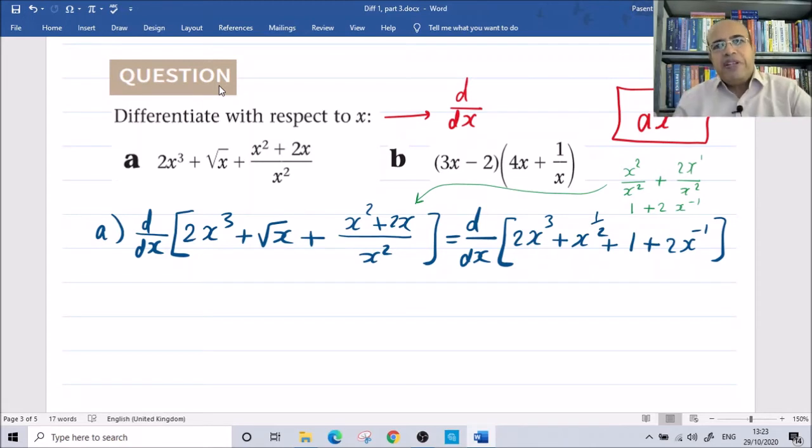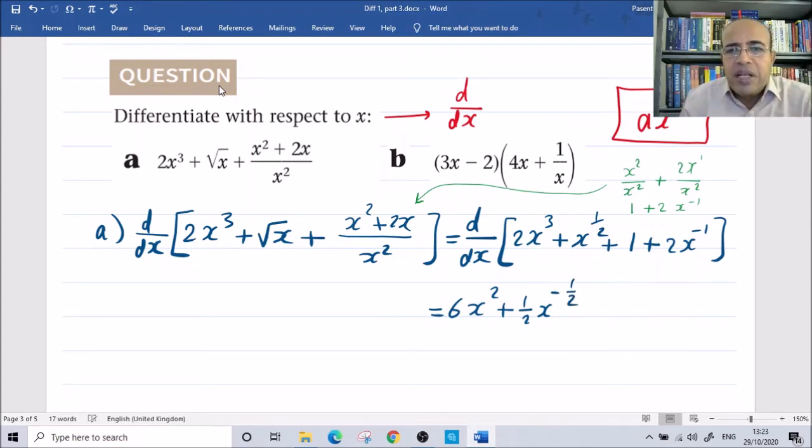Now we can simplify, we can differentiate. So the derivative of the first part, 3 times 2, it is 6x power 2. Derivative of x power half, half comes down and reduce 1 from the power. Half minus 1, negative half. Derivative of 1 is 0. Now, derivative of 2x power negative 1. The power goes down, multiply by 2. Negative 1 times 2, it's a negative 2. And reduce 1 from the power. Negative 1 minus 1, it's a negative 2.